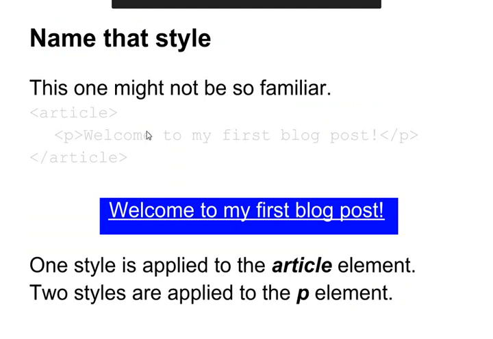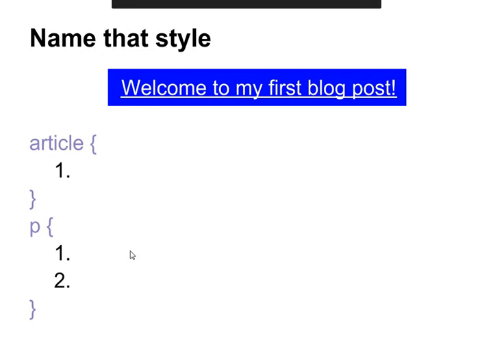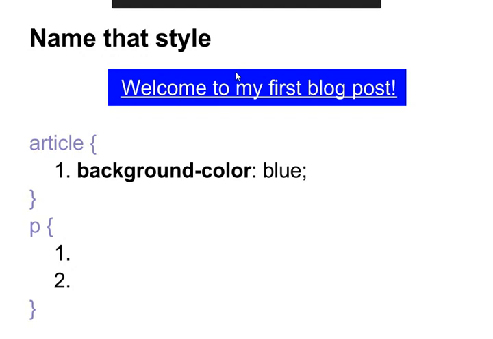All right, so the next activity, same idea. This one might not be as familiar though. Okay, here's our HTML. We have an article element and a paragraph inside of it. So I'll give you a hint. One style is applied to the article element, and two are applied to the paragraph element. I've already set up our classes. So let's look at the article class. Yes, background color. Very good, blue. And the paragraph?